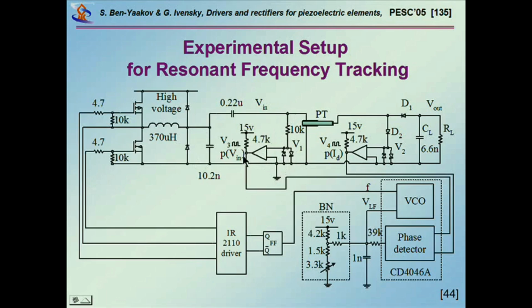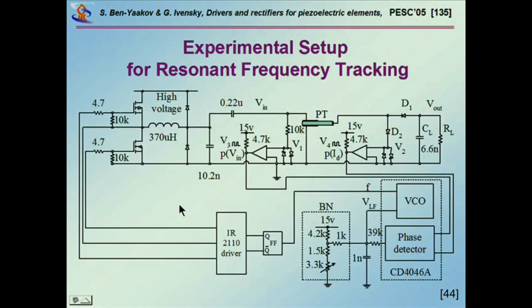So here, this output gives you a square wave in phase with the input voltage, and this one gives you a square wave which is in phase with the current through the PT. You compare this phase to this phase by a phase detector, and you feed the error into a VCO. That's a phase lock loop, that's what it is, and this is the drive.